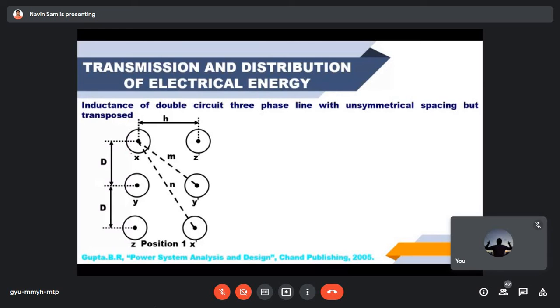Right? So now this is position 1, and the conductors are arranged like this. These distances are measured for estimating the inductance. Now similarly, draw the position 2 diagram. Just look at this. This is position 1, and transpose the conductors and draw position 2.